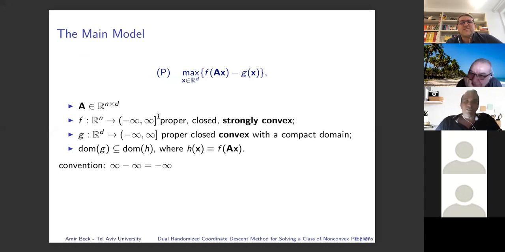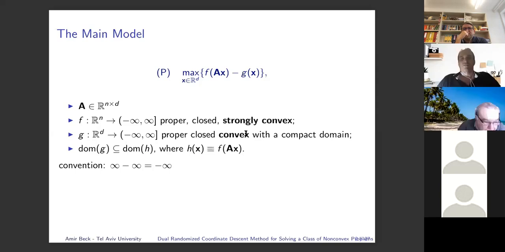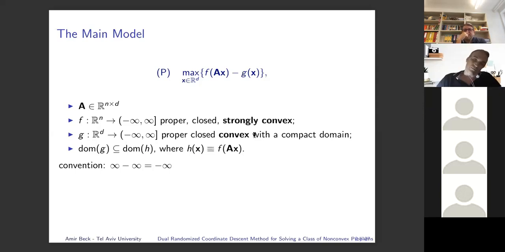So what is the model that I'm going to discuss? The model that I'm going to discuss is maximization of a difference of two convex functions. So it's f of Ax minus g of x. A is an m times n matrix. F is proper closed and strongly convex. We'll see later on why it is important to say that it's strongly convex. And g is proper closed convex. And the special property that g has is that it has a compact domain.